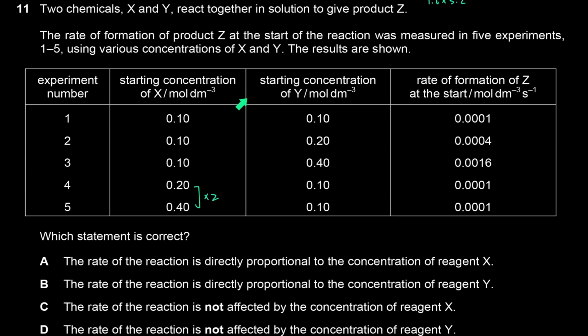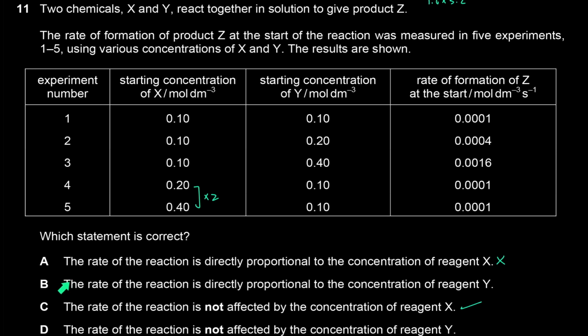If you only want to find the effect X has, you're going to make sure you've kept Y constant. So you've kept Y constant here, we're only changing X. If I double the concentration of X, does it have any effect on the rate? We can clearly see that doubling the concentration of X while keeping Y constant has no effect on the rate. So we can clearly see that it's not directly proportional to reagent X. And then we can easily see which statement is true. The rate of the reaction is not affected by the concentration of reagent X. So the answer here is C. Okay.